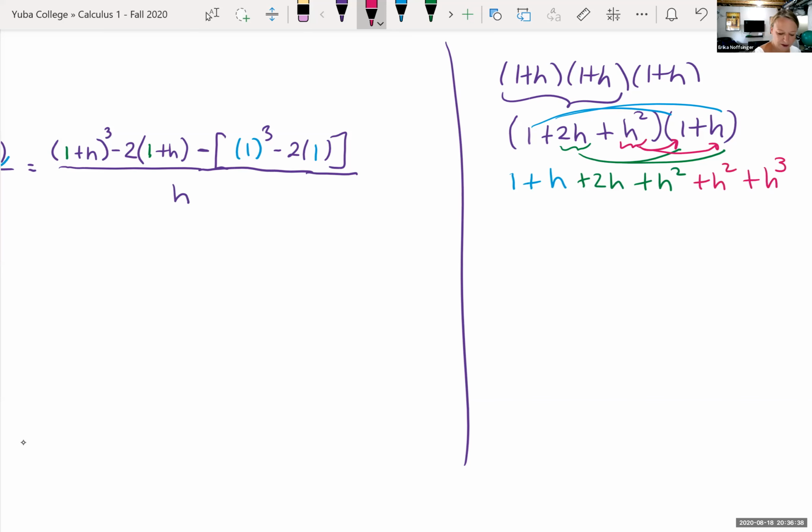Before we go back and plug in what that is, let's simplify a little bit further and combine like terms. I'm just going to rewrite it in descending order of powers. So h cubed, that's the only cubed term. An h squared plus an h squared, those are like terms, gives us plus 2h squared. We have an h plus a 2h, those are like terms, so plus 3h, and then plus 1.